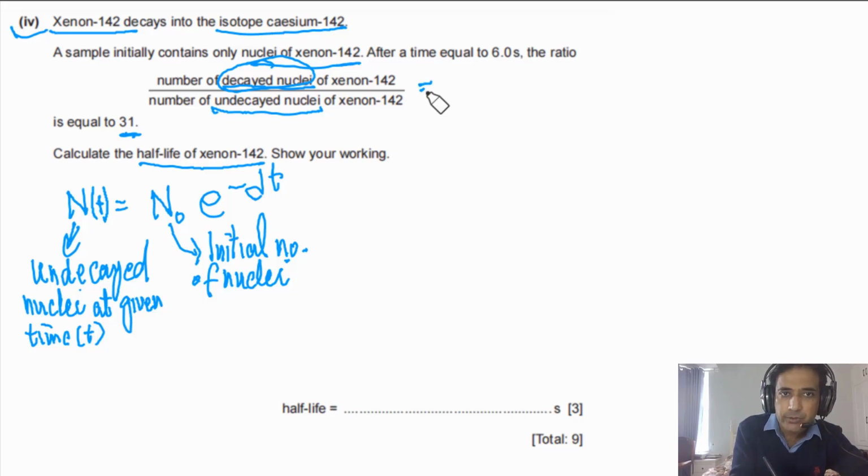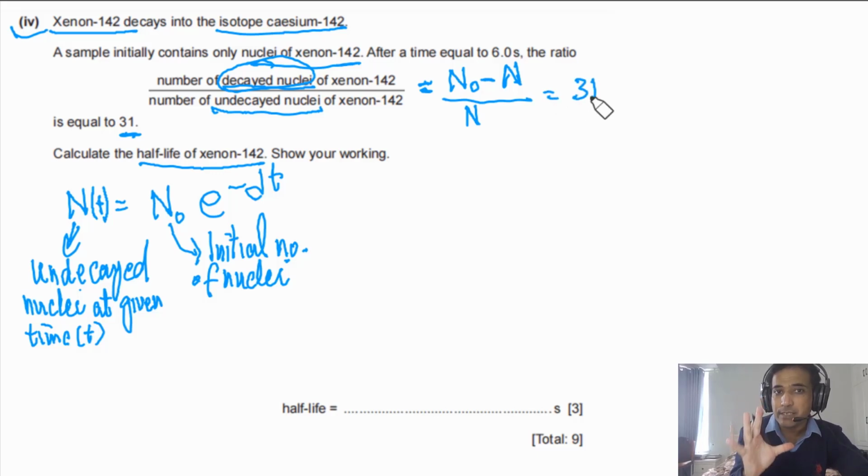So first of all, we can write the number of decayed nuclei. If you have the total number of nuclei N naught, and the remaining nuclei we have N, then N naught minus N will be the decayed nuclei. Undecayed nuclei we have already said this is N, and this is equal to 31. I hope this makes sense.